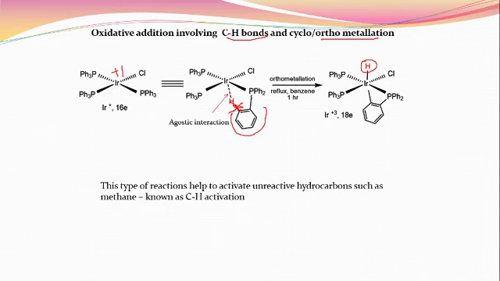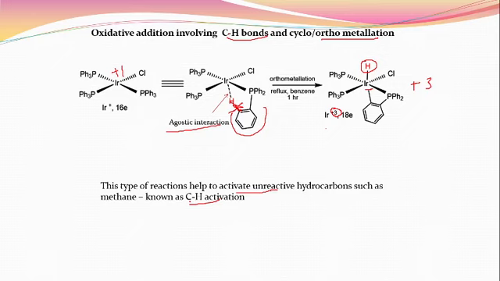This type of interaction means we don't get any ligand from an outside source. We break the bond of a ligand which is already attached to the central metal. By breaking this C-H bond, the hydrogen and carbon are separately attached to this iridium, increasing the oxidation state by 2 units. In this molecule the iridium has +1 oxidation state, and in this product the iridium has +3 oxidation state. This type of interaction is called an agostic interaction, and this breaking of the C-H bond is called C-H activation. This type of reaction helps to activate unreactive hydrocarbons such as methane.